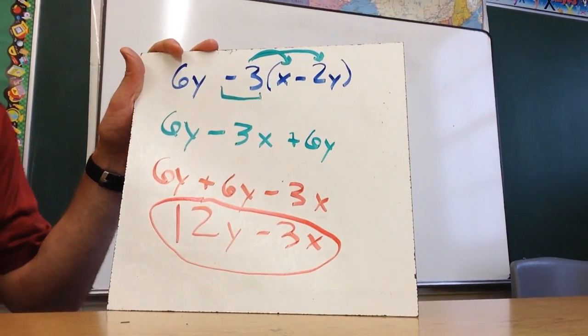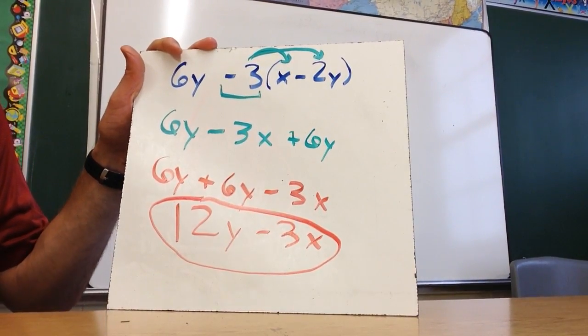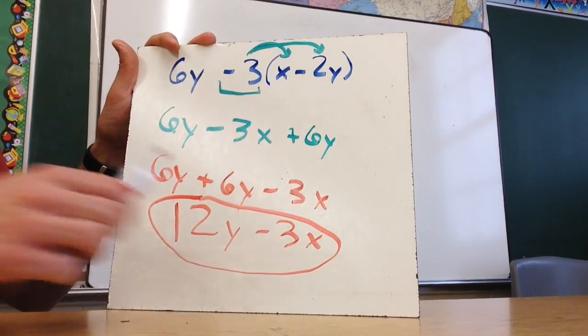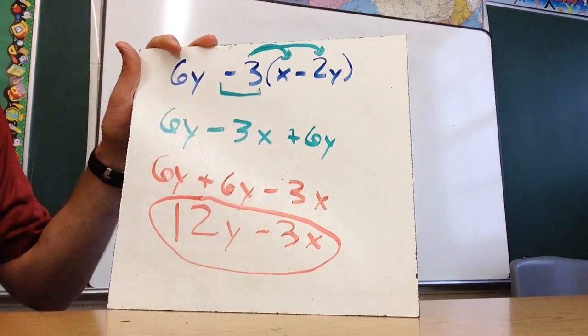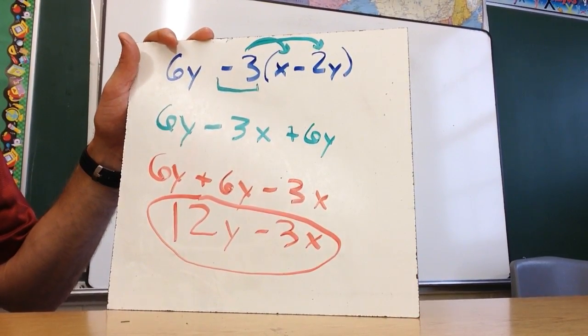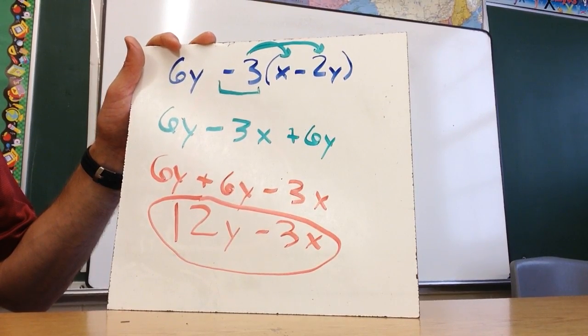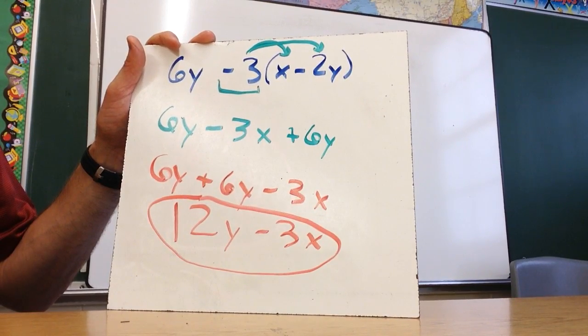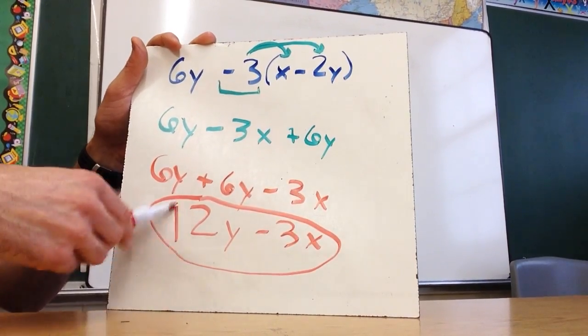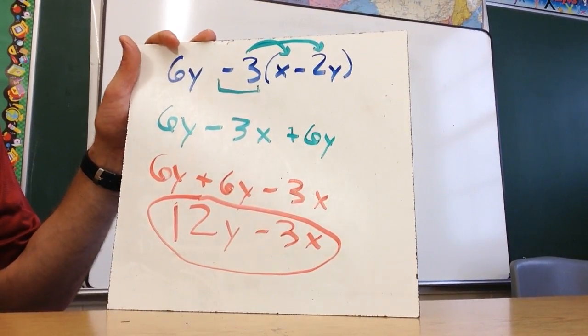As we move forward in algebra, it's really important that we start to keep the sign with the number that it belongs to. Had you switched these and moved the 6y and the 3x, you actually changed the value of the problem. You would have had 0y plus 3x, which essentially is just 3x, but that's not at all what this simplifies down to.